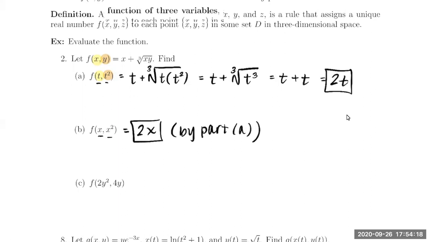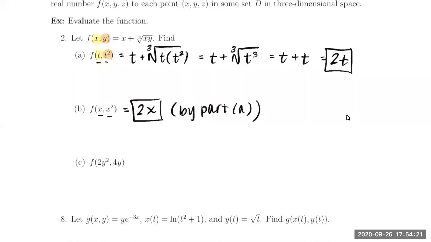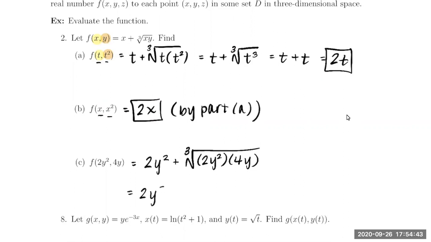All right, let's take a look at C, which is slightly different. Wherever I see an x, I'm going to plug in 2y squared. And again, underneath the cube root. And then wherever I see a y, I'm going to plug in 4y. All right, so what we have here is 2y squared plus the cube root of 8y cubed. Cube root of 8y cubed is 2y. So our final answer is 2y squared plus 2y.